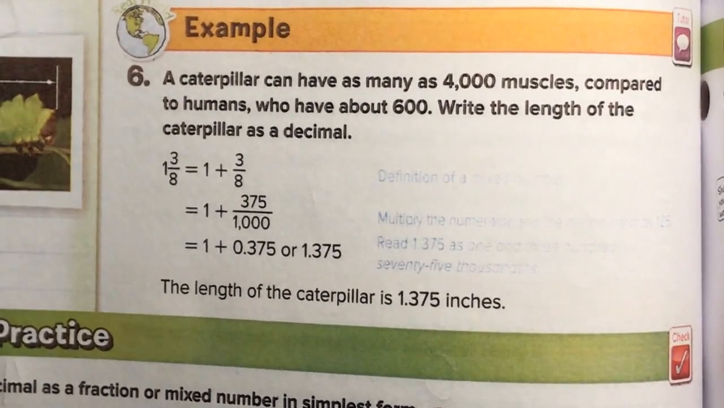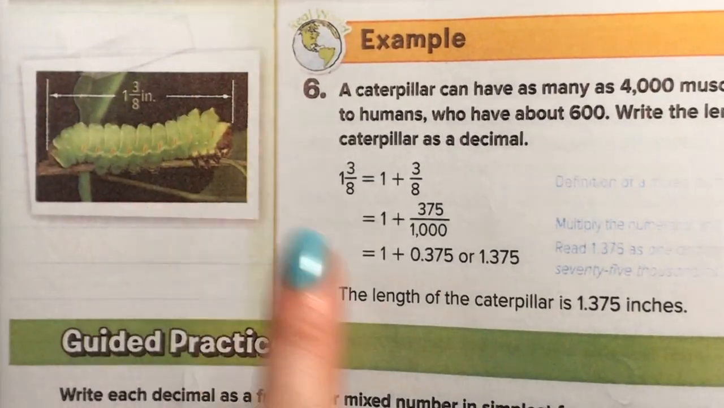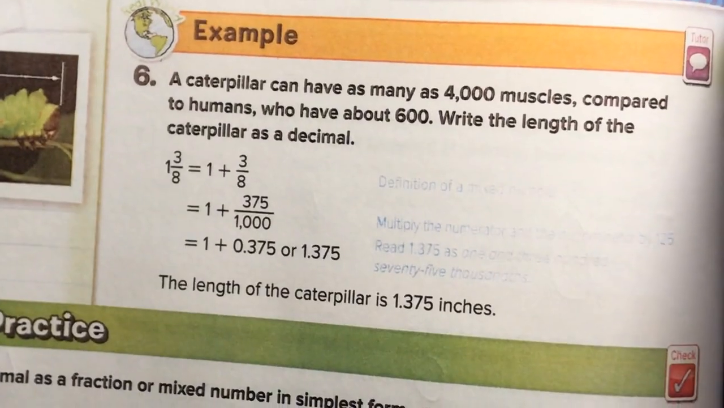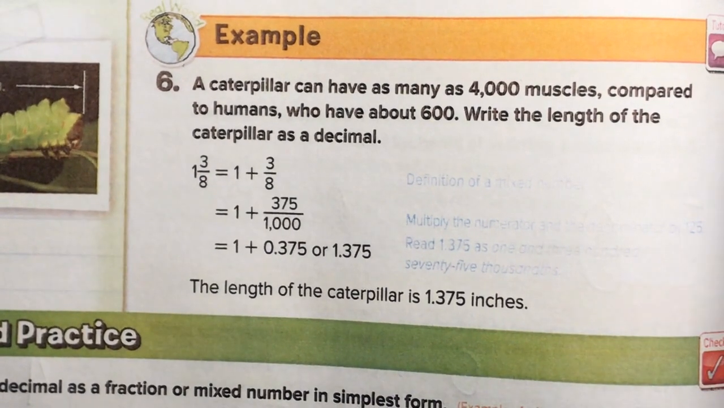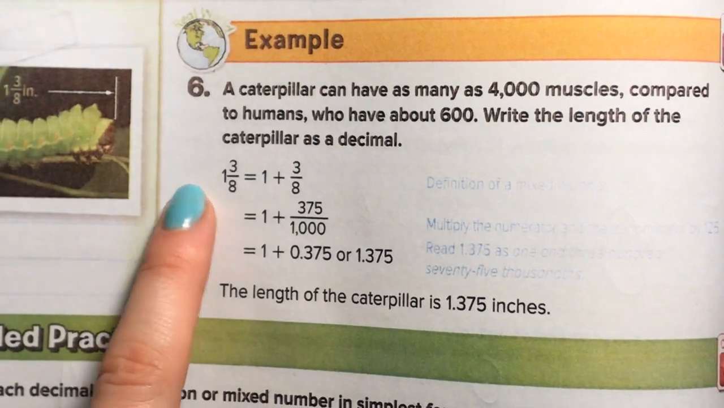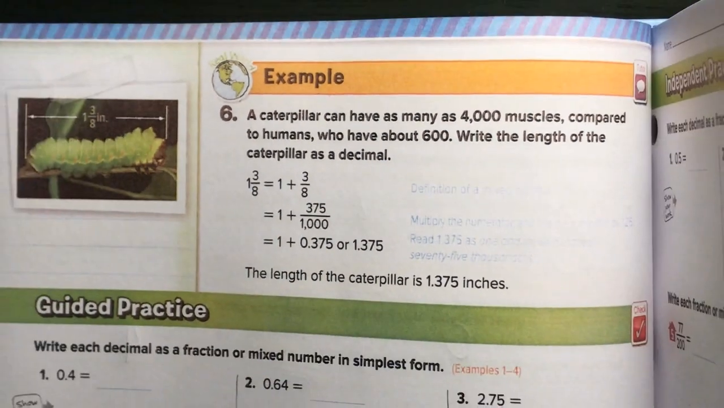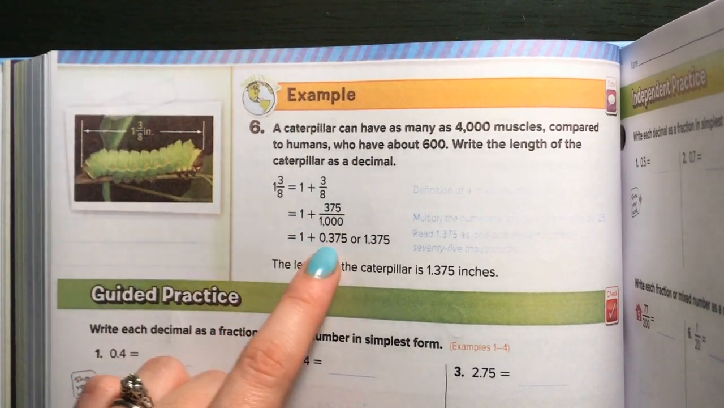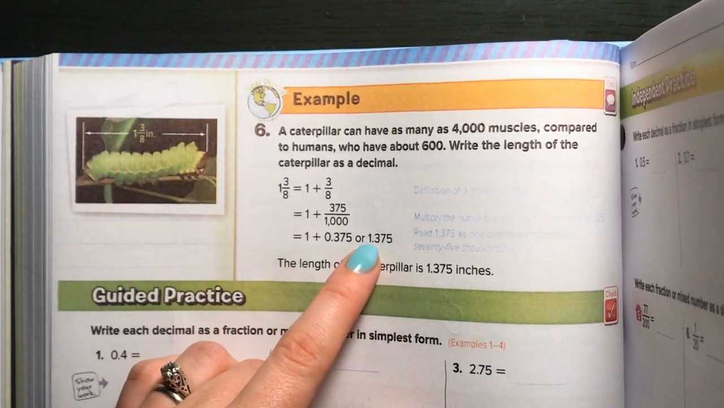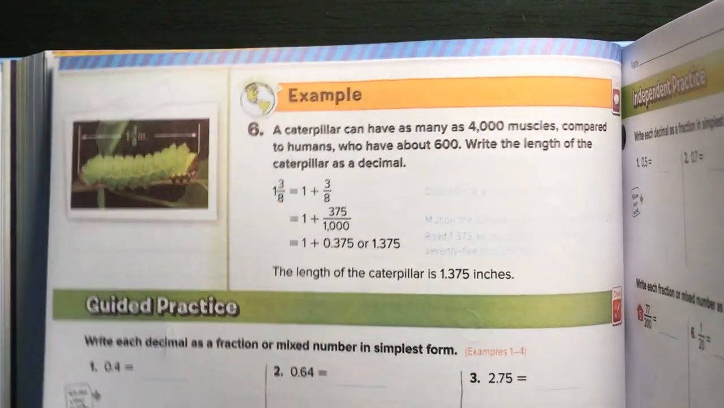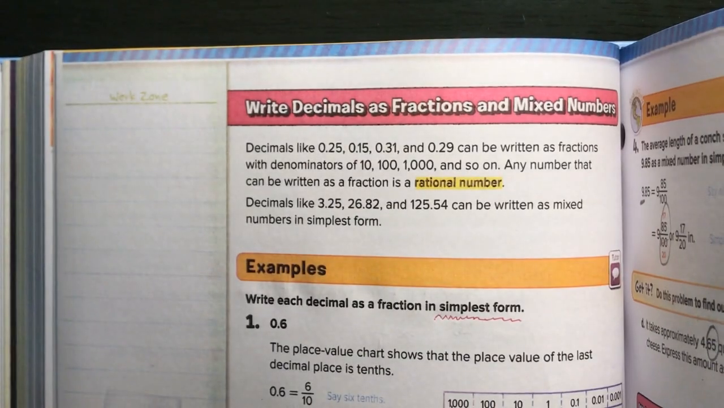A caterpillar, well, there's the picture, can have as many as 4,000 muscles compared to humans who have about 600. Write the length of the caterpillar as a decimal. It's interesting. So if we look at the picture, 1 3/8. So 1 3/8. Okay, the 1 is already whole, so we already know 1 point something. And then 3/8.